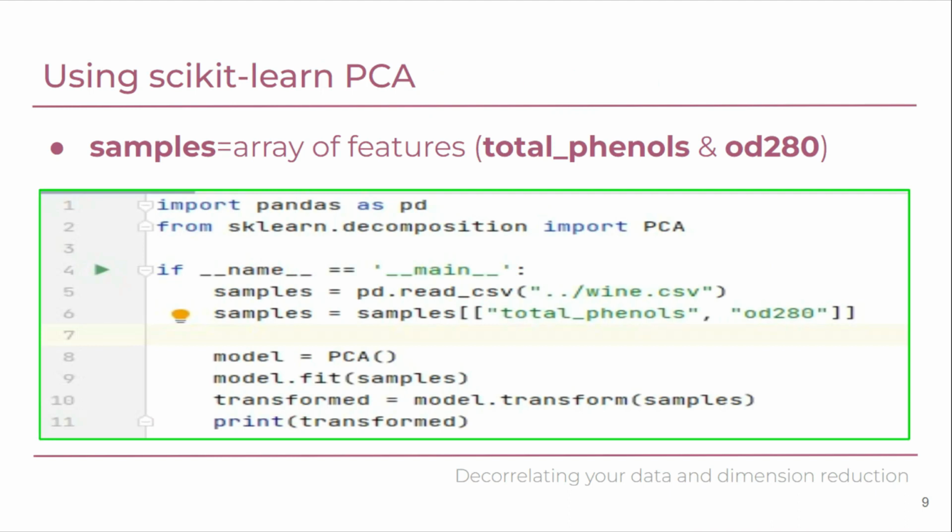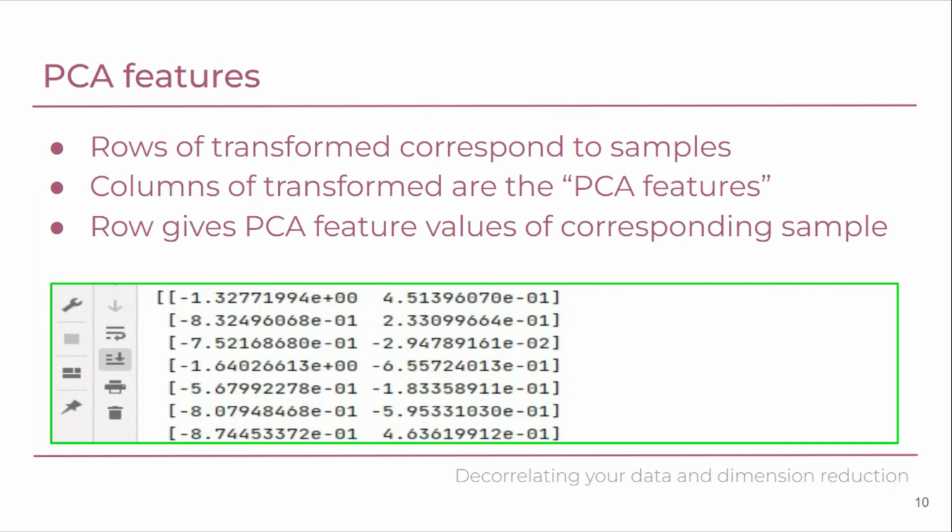Let's see PCA in action on some features of the wine dataset. Firstly, import PCA. Now create a PCA object, and fit it to the samples. Then use the fit PCA object to transform the samples. This returns a new array of transformed samples. This new array has the same number of rows and columns as the original sample array. In particular, there is 1 row for each transformed sample. The columns of the new array correspond to PCA features, just as the original features corresponded to columns of the original array.